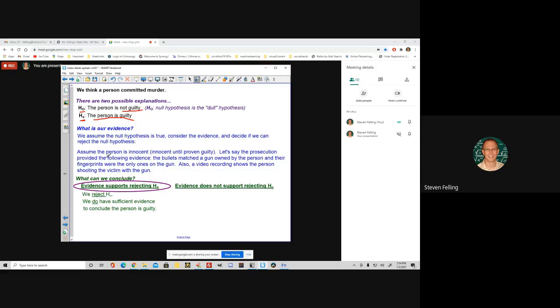Let's say the prosecution provides the following evidence: the bullets matched a gun that's owned by the person. Okay, sort of convincing. And then their fingerprints were the only ones on the gun. Okay, a little more convincing, although somebody could have used gloves when they used this defendant's gun. But then let's say also there's a video that shows the person shooting the victim with a gun, so they're caught in the act.